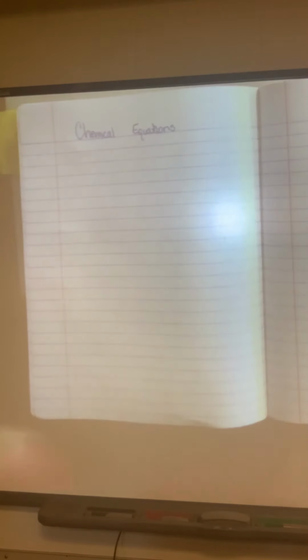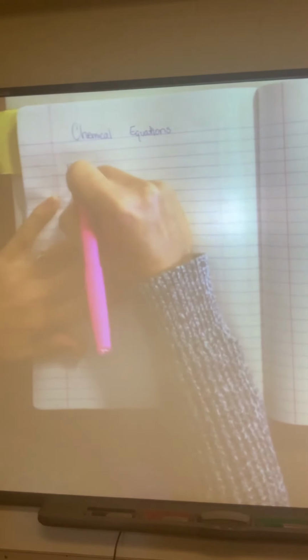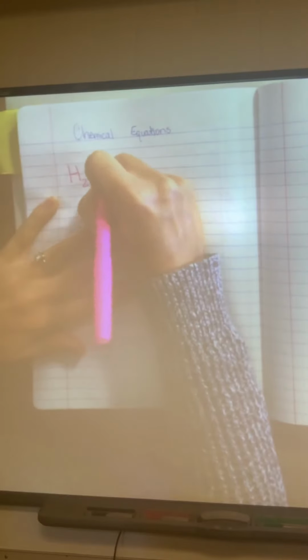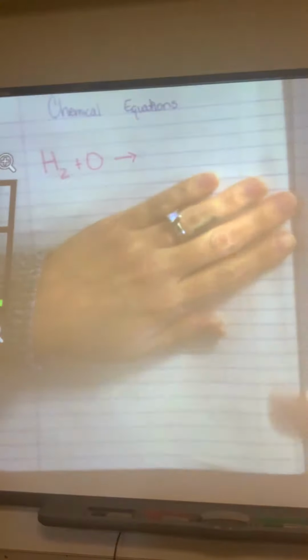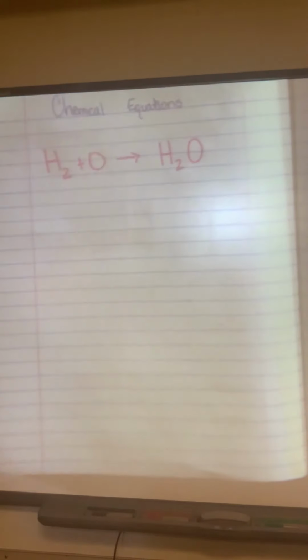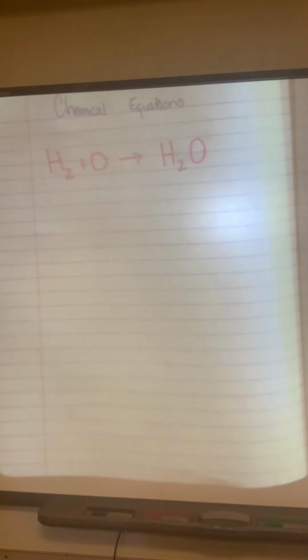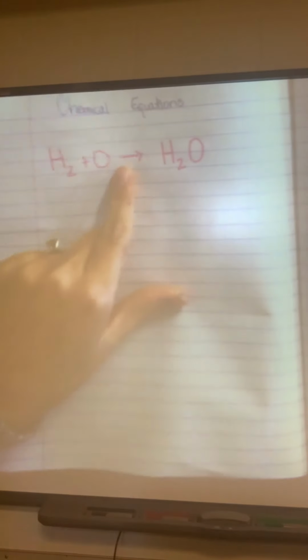All right, so we'll start with the easiest one that a lot of you already know. We're gonna look at water, the chemical formula for water. So I'm gonna start with just writing out the equation real quick. H2 plus O, and I'm gonna draw an arrow, and then it's gonna end up with H2O.